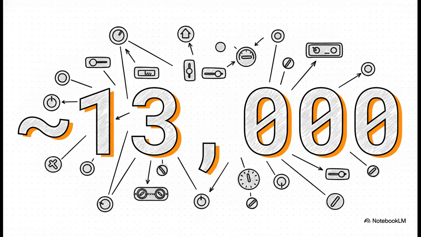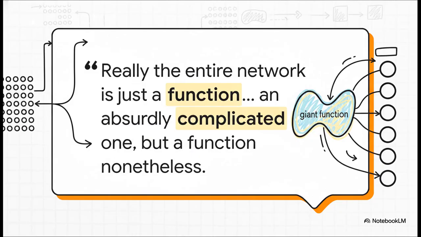That's 13,000 individual little knobs and dials that all need to be tuned just right for this thing to actually work. I know, that sounds mind-bogglingly complicated, but here's another, simpler way to think about the whole thing. The entire network, with all its layers, all its neurons, all its 13,000 knobs, is really just one giant function. It's a machine that takes in 784 numbers, our pixel values, and spits out 10 numbers as the output. Yeah, it's an absurdly complicated function for sure, but at the end of the day, it's just a function.